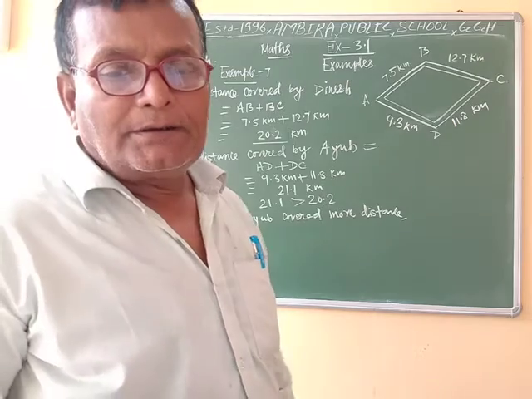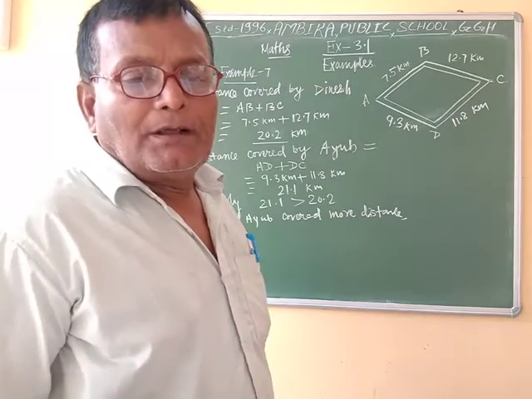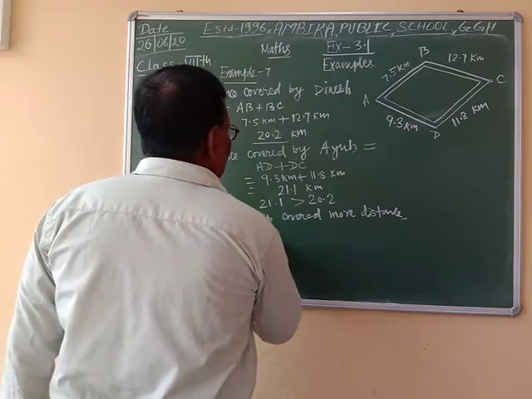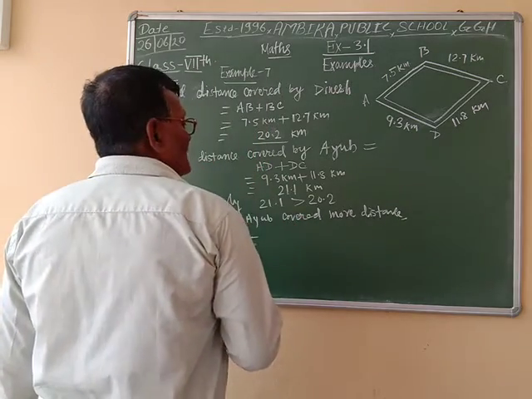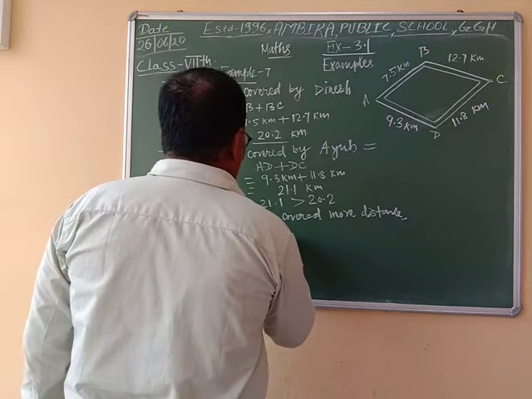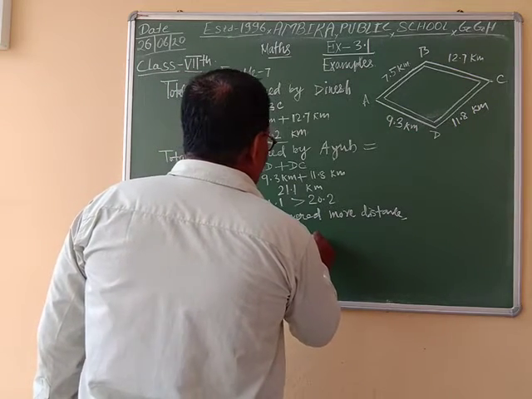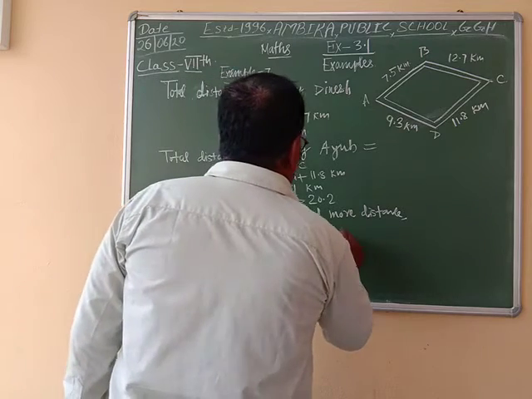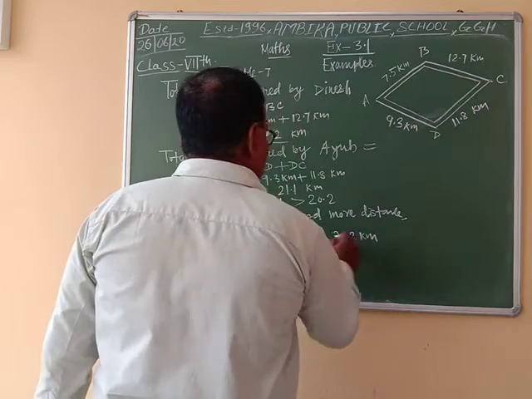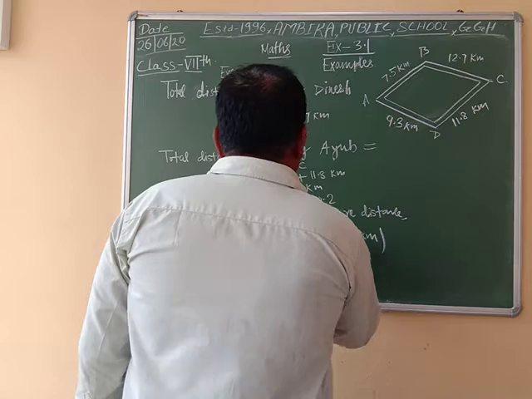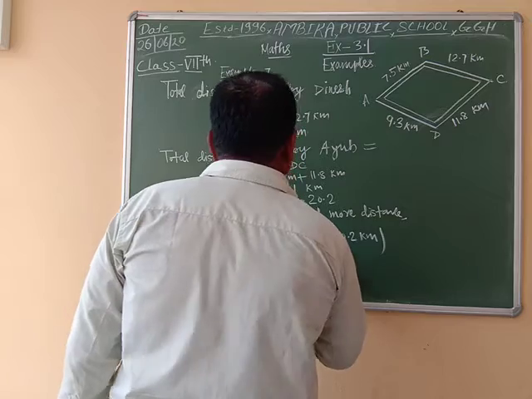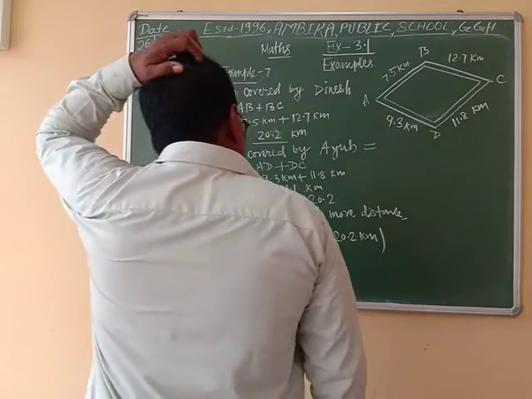We subtract: more distance is equal to 21.1 kilometer minus 20.2 kilometer, is equal to 0.9 kilometer.